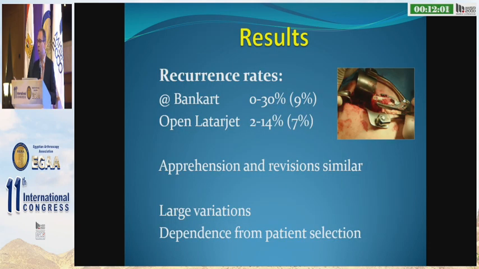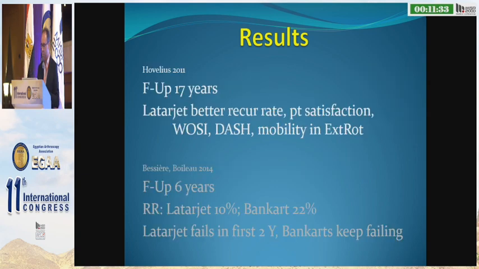Now, what do we know about comparisons between these two procedures, doing a Bankart or an open Latarjet? The recurrence rates are not very different. Apprehension and revisions are also kind of similar, but we have to bear in mind that there are very large variations in the literature that depend a lot on the patient selection. So there's a clear selection bias in all these studies, so one has to be judicious when reading these articles.